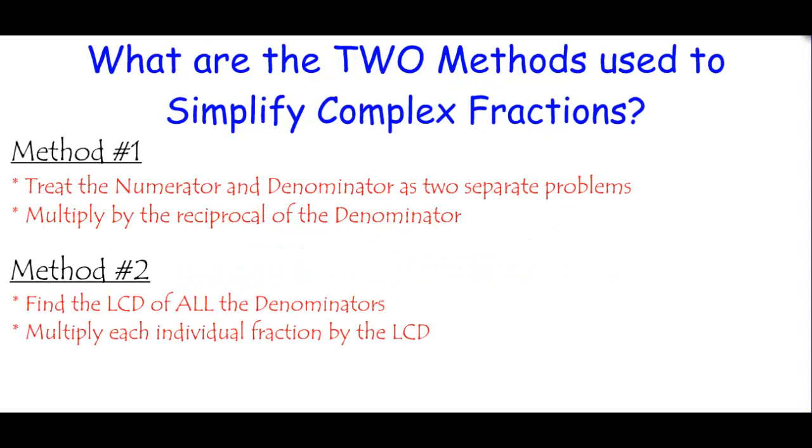So we're going to talk about two methods used to simplify complex fractions. Method one I'm going to call is when we treat the numerator and denominator as two separate problems, and then we eventually multiply by the reciprocal of the denominator. Method 2, we're going to find the LCD of all the denominators, then multiply each individual fraction by the LCD, which is basically multiplying the numerator and the denominator by the same value, which is like multiplying by 1.